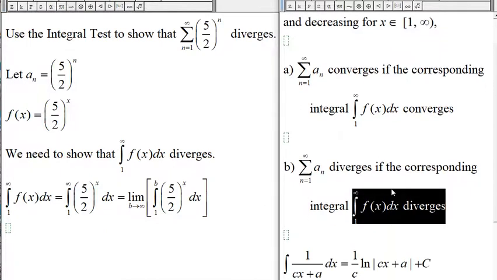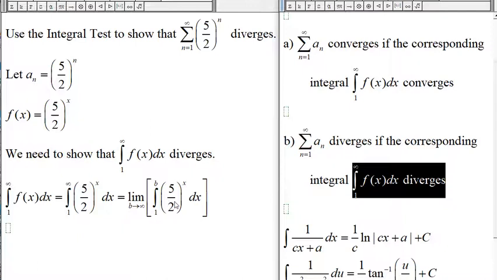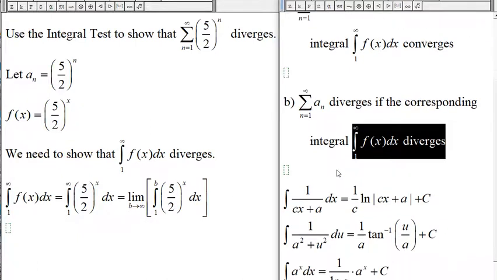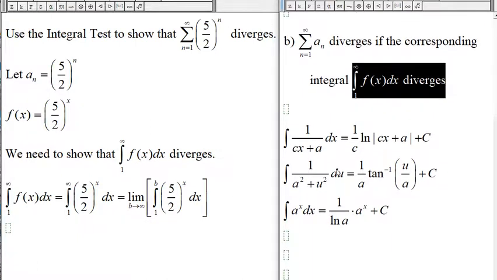We have a formula for an exponential function of this form. And recall that if we have the integral of a to the x dx, then this is 1 divided by ln a, plus a constant, and then times a to the x. So in this case, the a would be the 5 halves.